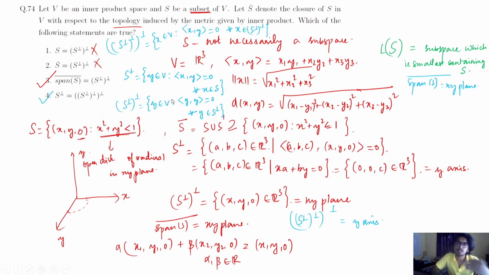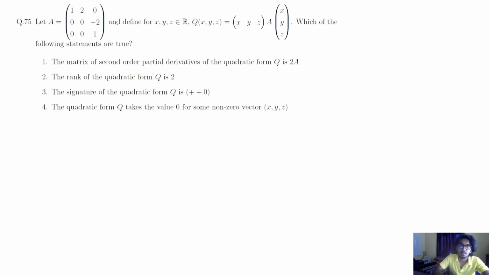Okay, moving to the last question of this video. A matrix A is given and a quadratic form is specified. First of all, let us write down the quadratic form of this matrix. So this would give us x square plus 2xy minus 2yz plus z square. Okay, we are asked to check which of the following are true.